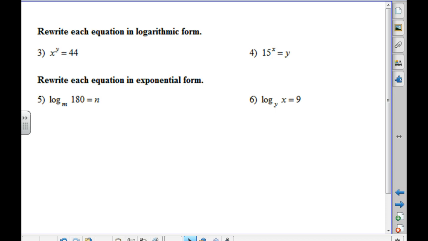Yes, I've lost my cursor. Hello. All right. It's gonna be like this today.